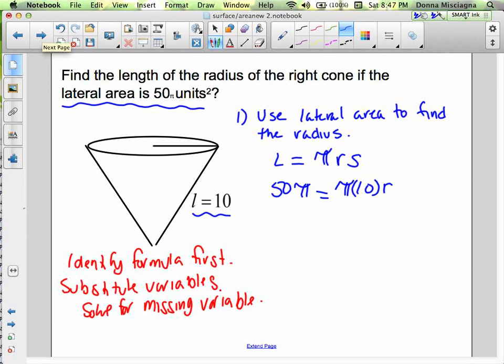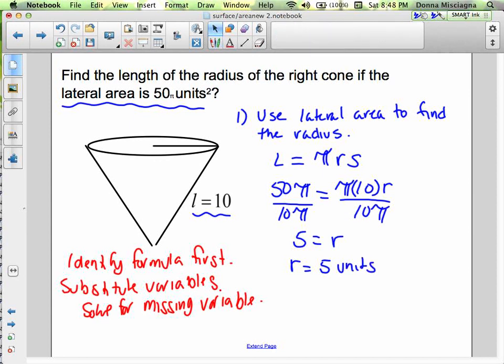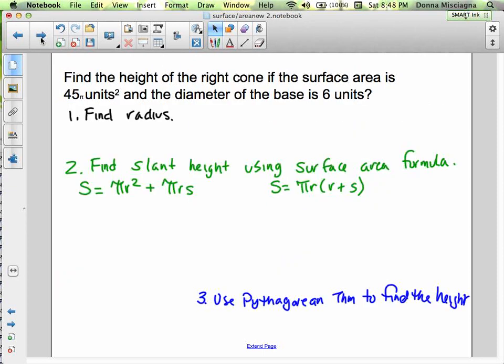So now, this is an easy problem. If we just divide, oops, I meant to write 10 pi. If we divide everything by 10 pi, five's our radius, and we're done. So our radius is equal to 5 units. There's not a unit of measure there. All right, so that wasn't too bad. I think we have maybe 2 more problems, and they're both in your notes.